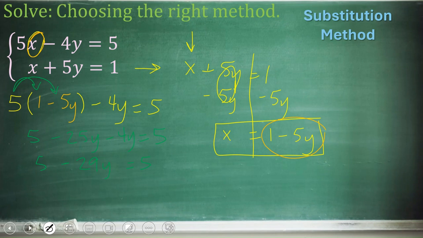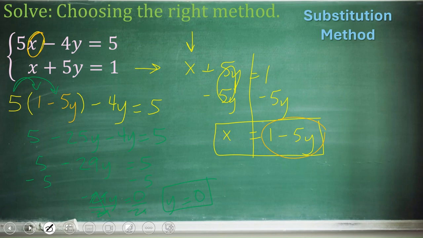Now I need to get my y term by itself. To do that, I'm going to subtract 5 from both sides. That leaves me with -29y equals 0. Well, that's good for us. That means a little less calculation. Divide by -29 on both sides. I've run out of room. When I do that, that makes a 1 times y. So y equals 0.